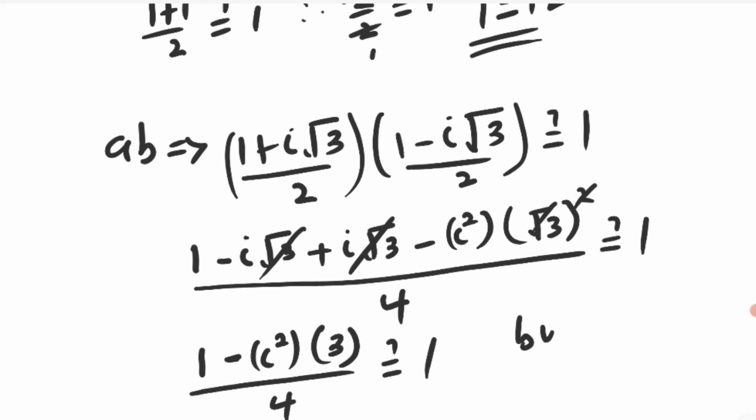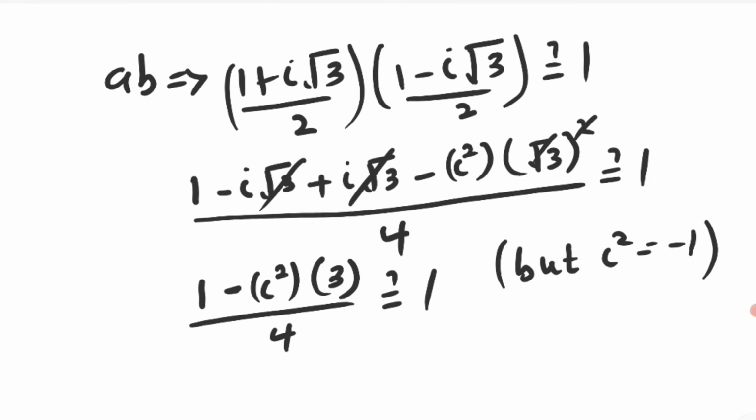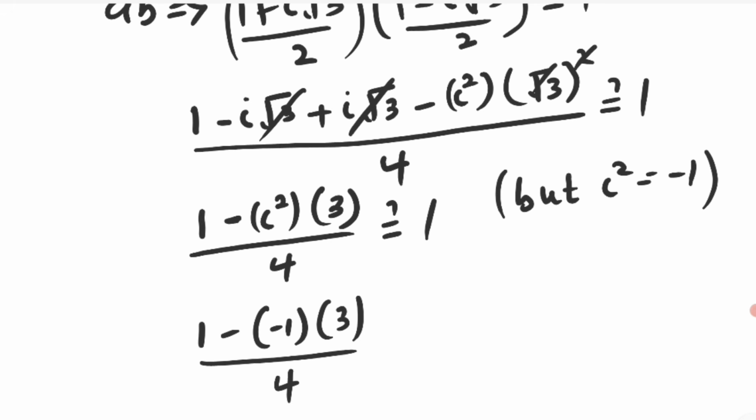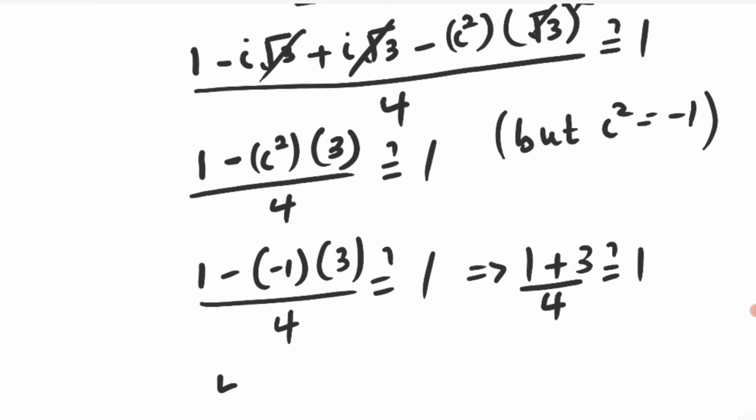But I square is equal to minus 1. Then we have 1 minus bracket minus 1 multiplied by 3 over 4 must be equal to 1. This is the same thing as 1 minus times minus 1, that is plus 1 times 3, that is plus 3 over 4 must be equal to 1. Then 1 plus 3, this is 4 over 4 must be equal to 1. 4 divided by 4 is 1. Therefore, we have 1 is equal to 1, which is true.